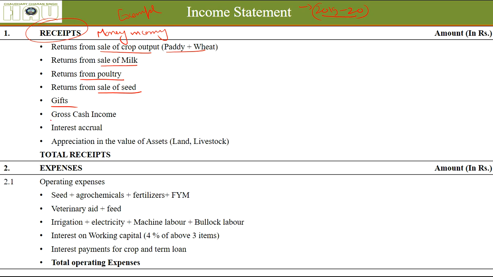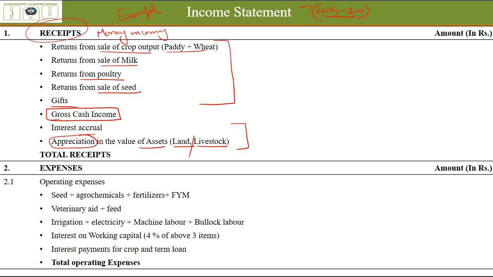Gross cash income, the money he gets in cash, is equal to all these things. Plus he gets some other receipts also, that is, the value of his assets: land, livestock and machinery. Sometimes the value of machinery might increase. Let's rule out machinery. Let's stick to land and livestock.